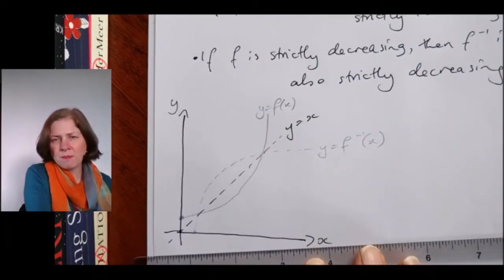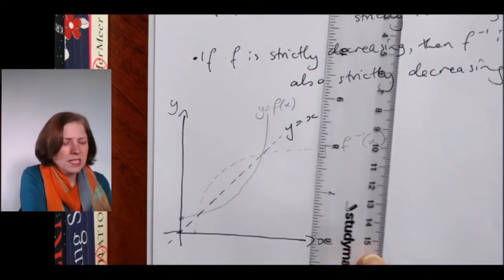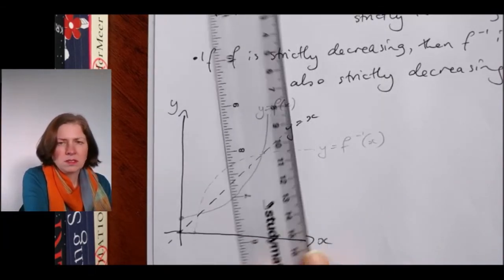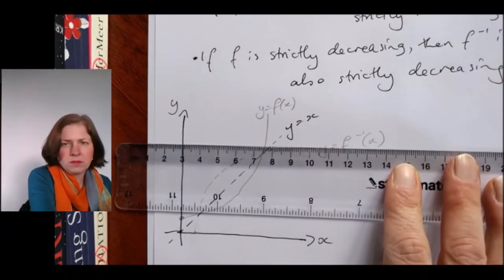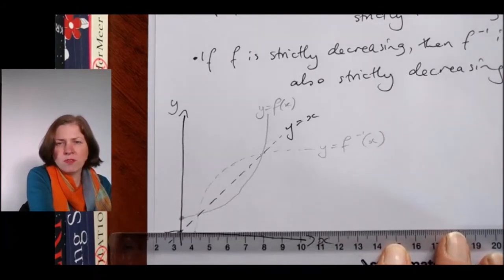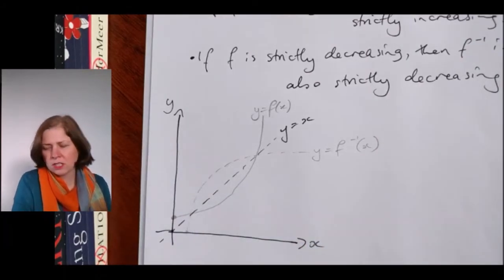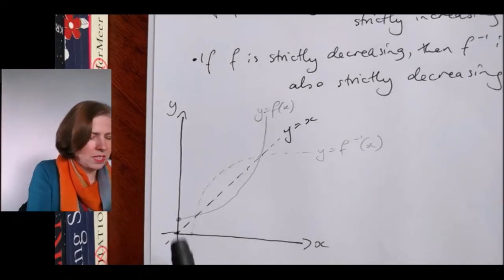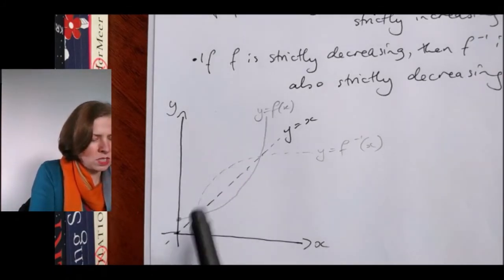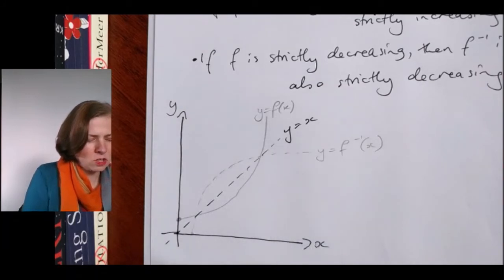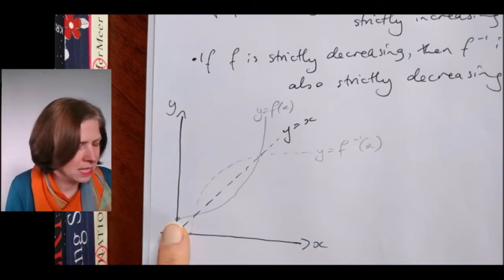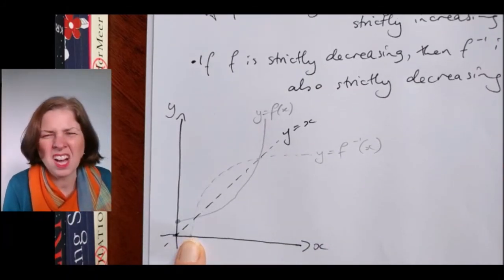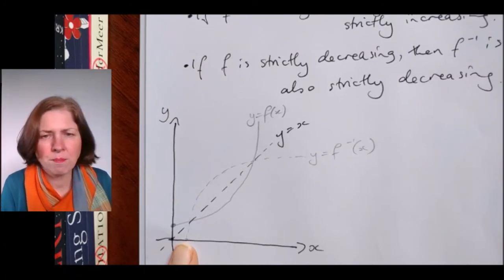Now have a look at what happens with my inverse function. Same deal, right? Okay, so they're both one-to-one functions. They're also both strictly increasing. This has got a positive gradient all the time. This has got a positive gradient all the time. Although it looks like maybe that's horizontal and maybe that's vertical, but I don't think so. I think that they are positive gradients the whole time.